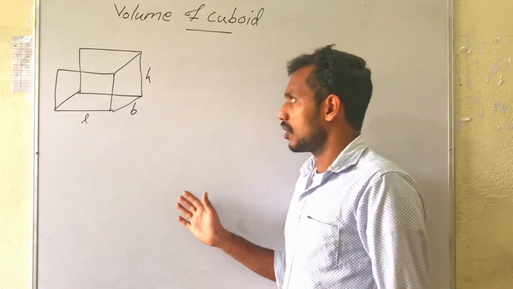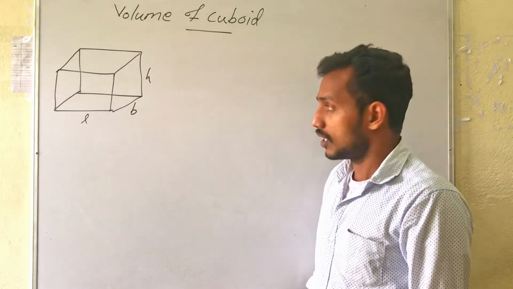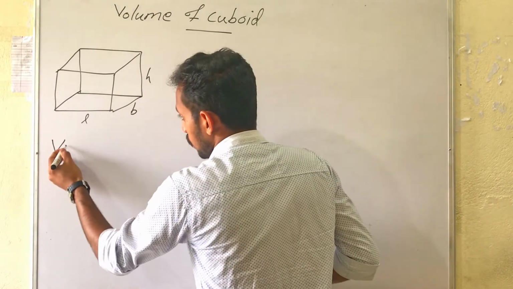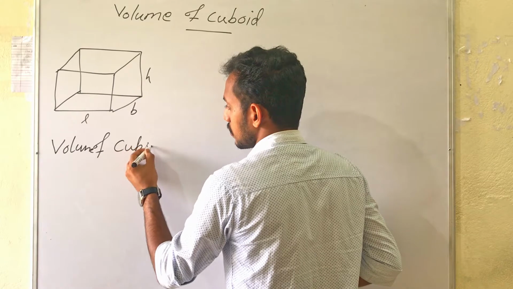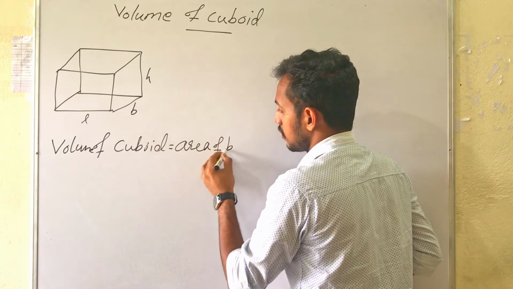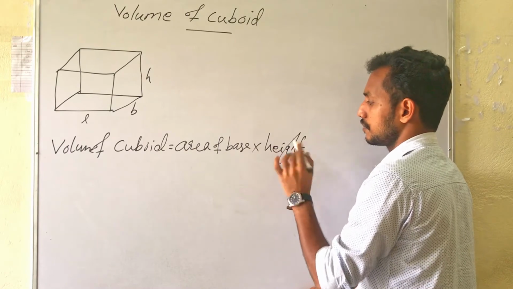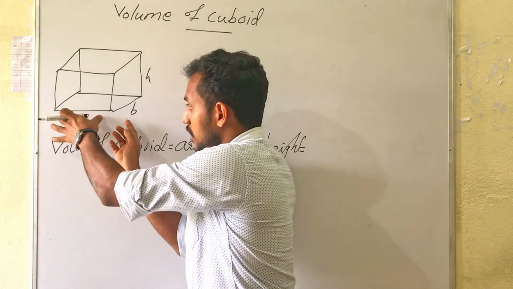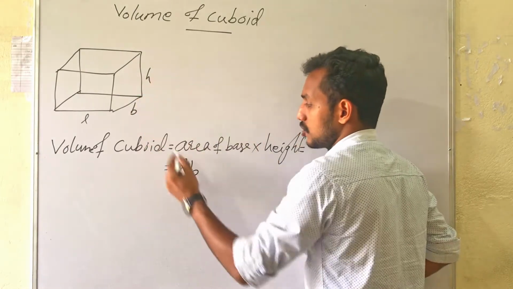In the beginning of this chapter I have already told that volume is the three-dimensional quantity, so that we need to multiply these three dimensions. So simply we can say that volume of cuboid is equal to area of base into height. What is the area of this base? This is the base surface. So area of base will be length into breadth, which is equal to LB into height will be H.